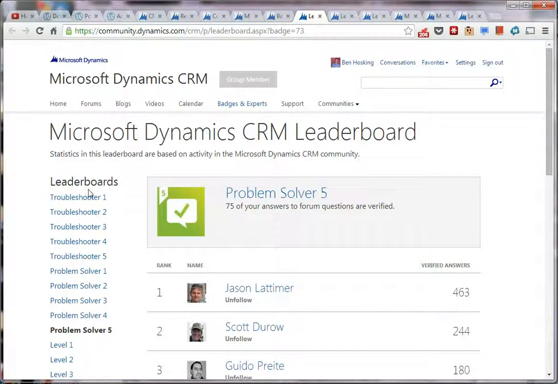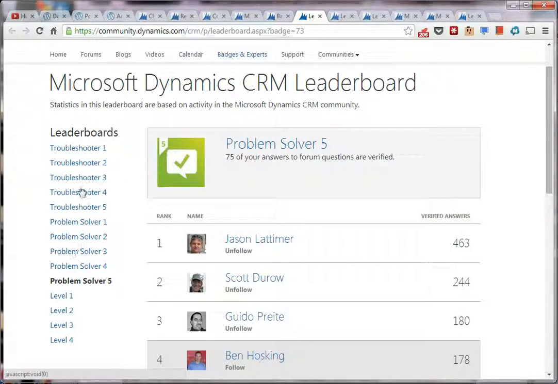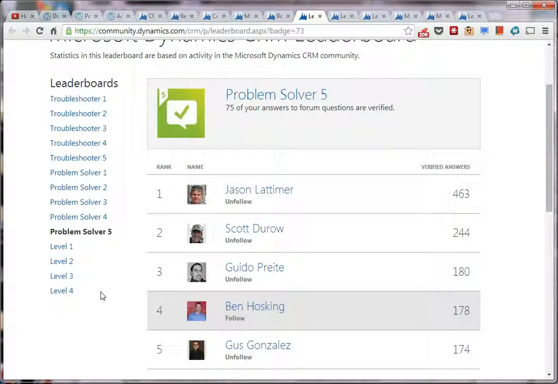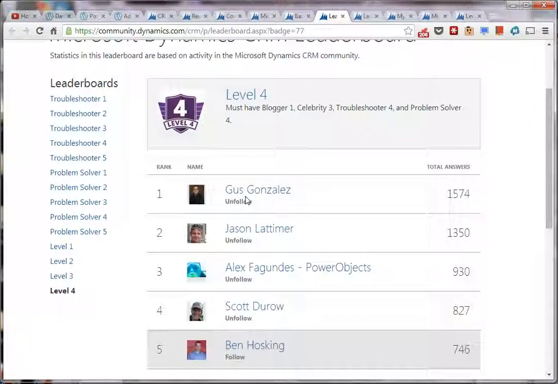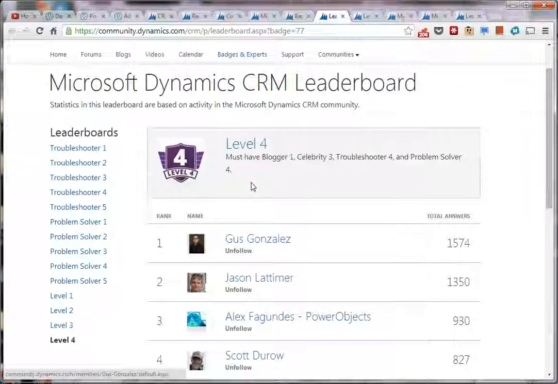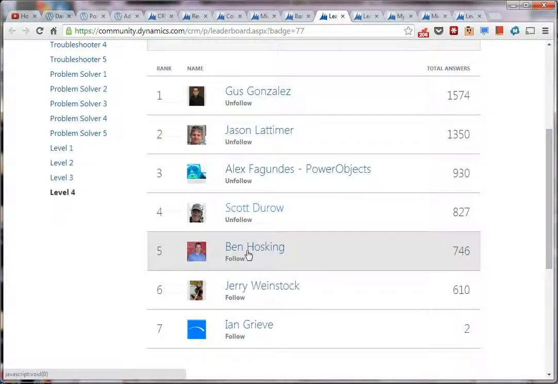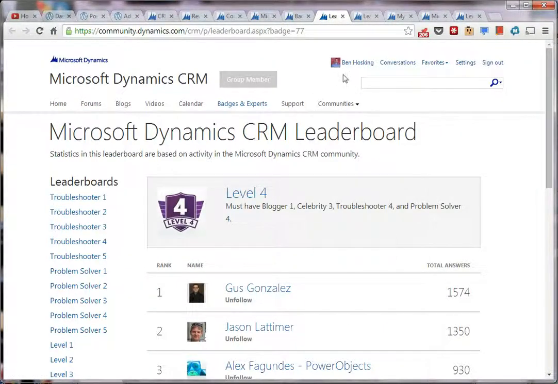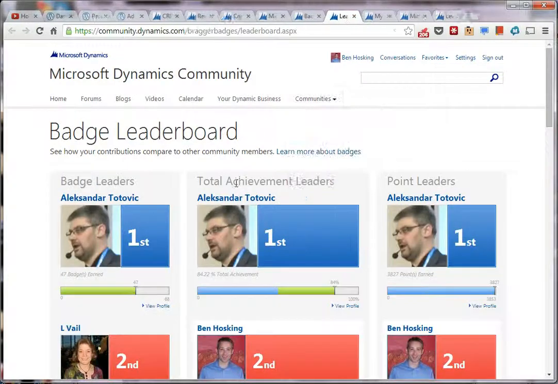So this is, and also, you can see the leaderboards for all of the different badges. So it's just a useful bit of extra information. You can see the leaderboard for MVPs. So there's only 7 at the moment of level 4. And then here you can see the overall badge leaderboard.